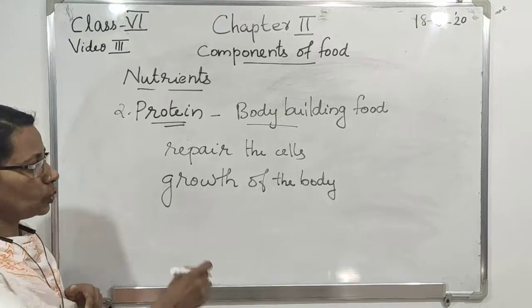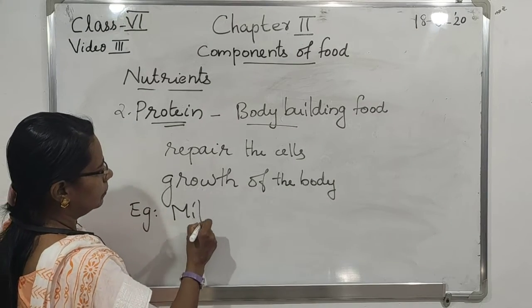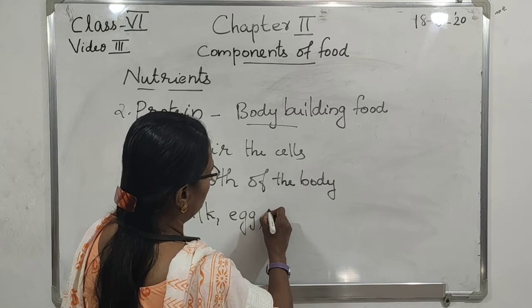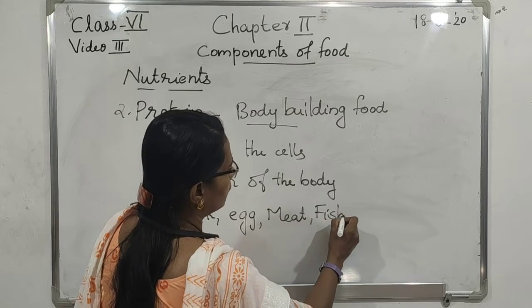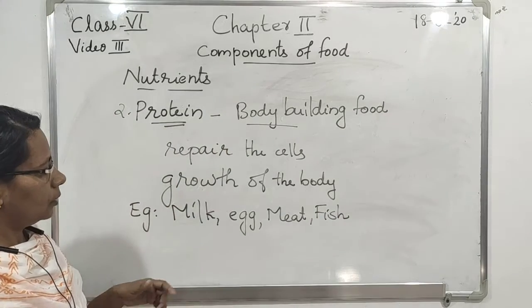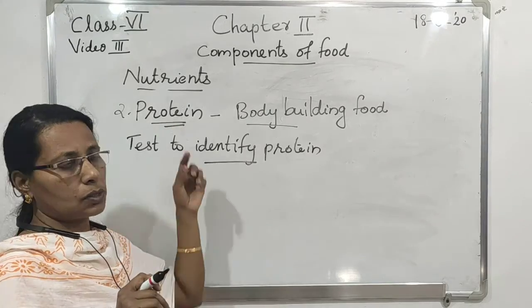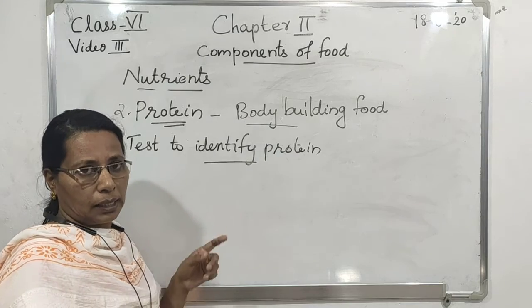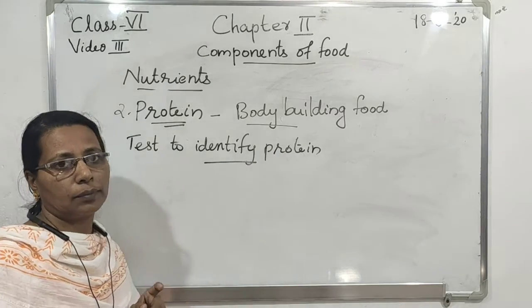Some examples of protein: milk, egg, meat, fish, all these are foods rich in protein. So proteins are called body building food. Now let us learn a test to identify protein.